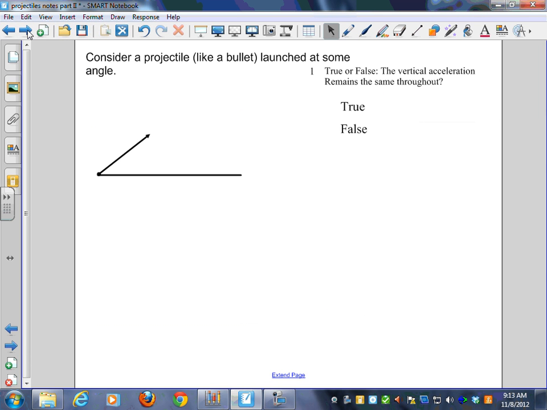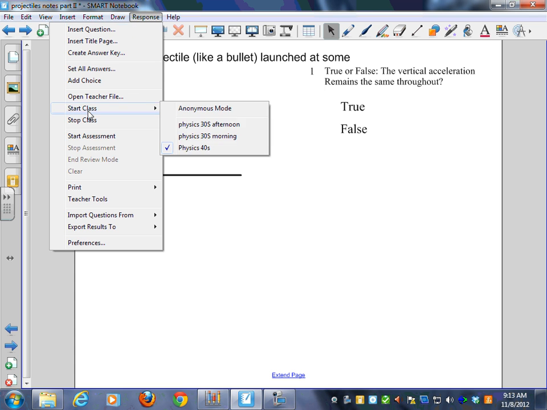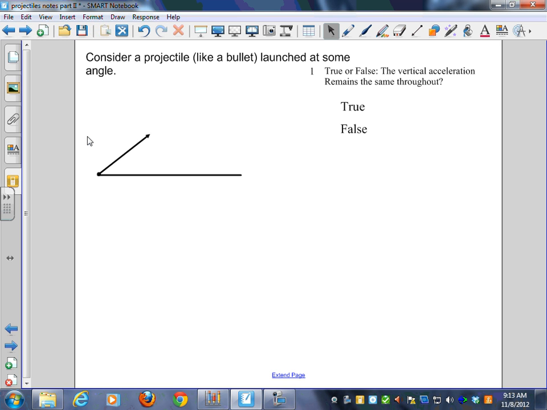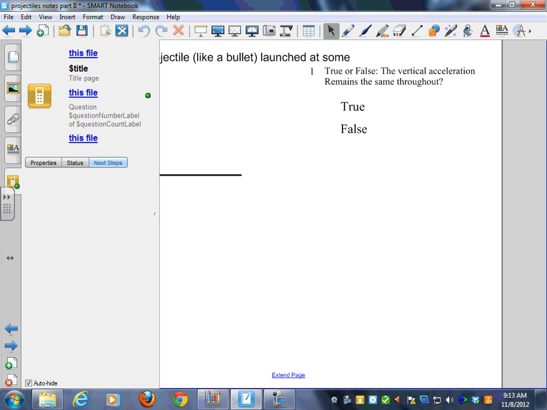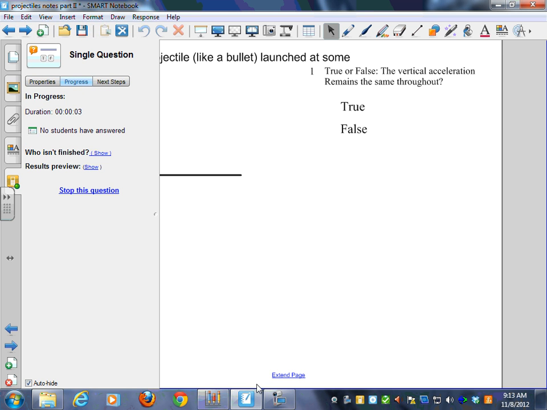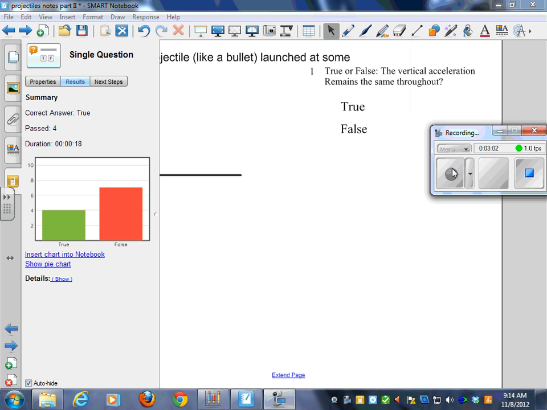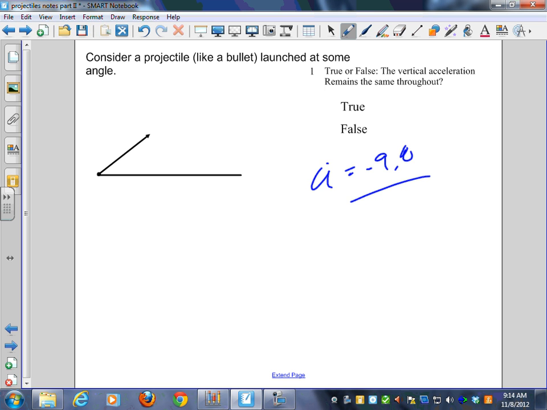Okay, so consider a projectile like a bullet launched at some angle. True or false with the clicker. True or false, the vertical acceleration remains the same throughout. Correct answer is true. What is the vertical acceleration? Minus 9.8. It's gravity. Vertical acceleration remains the same.